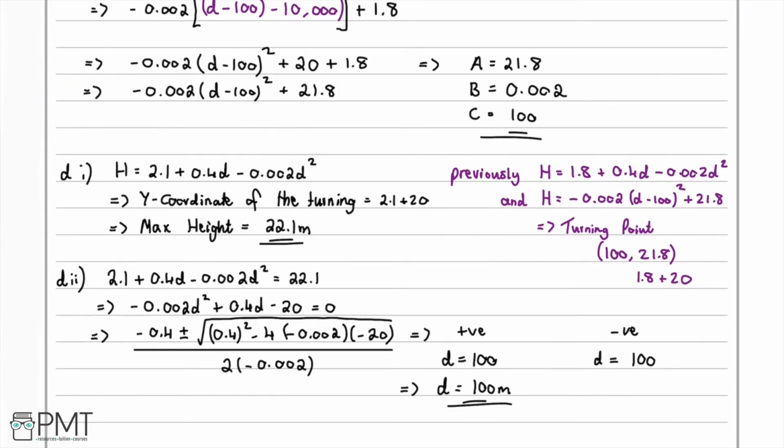And then for part D, there were 2 marks on offer in total. We received our first mark for concluding that the maximum height was 22.1 meters, and then we received our second mark for concluding that the distance was d equals 100 meters.